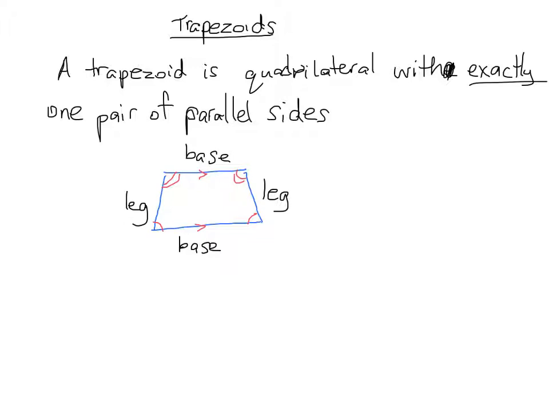We could even have it sideways. So we could have a trapezoid that looks like this, and then, let's make that straight. And in this case, because these are our parallel lines, the bases are on the left and the right, and that's entirely okay. All right, so now that we know what a trapezoid is, now we can start to look at a more specific type of trapezoid called the isosceles trapezoid.